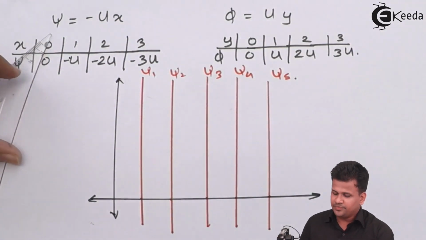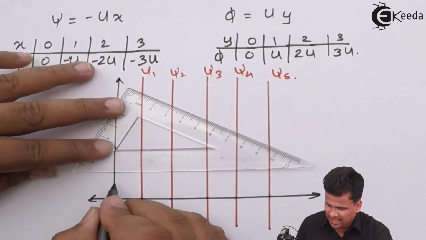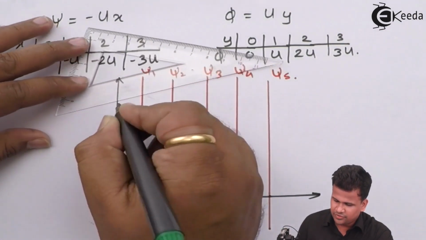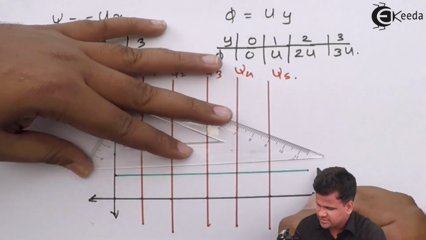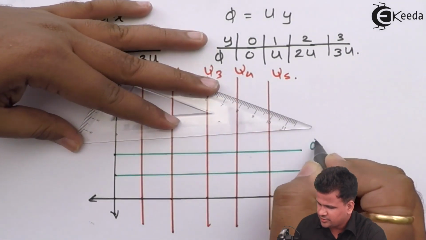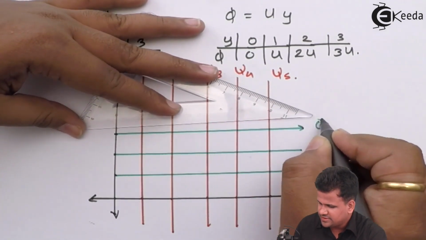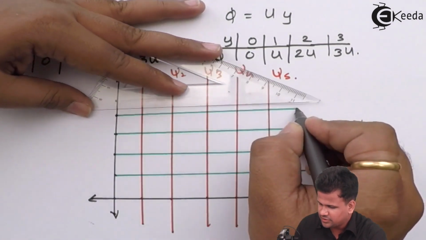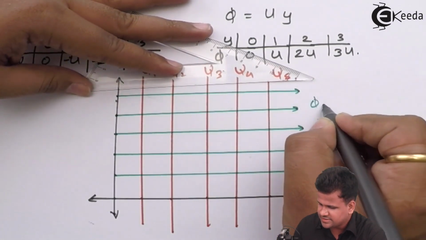Similarly, the uniform potential functions are parallel to the x-axis. It will have values of y equal to 0, 1, 2, 3, 4, 5, and so forth. So this is phi 1 is equal to U, then phi 2 is equal to 2U, phi 3 is equal to 3U, and so on and so forth. All the lines are parallel to each other.